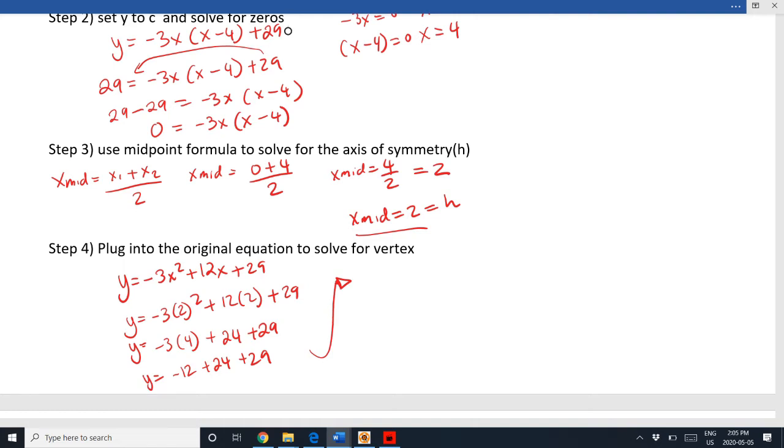Okay, and then what we're going to do is just add these up together. So 24 plus negative 12, that's just going to be y is equal to positive 12 plus 29. And so when we add these together, we're going to get our y value of our vertex, which is going to be 41. So we know our vertex now is at 2, 41.